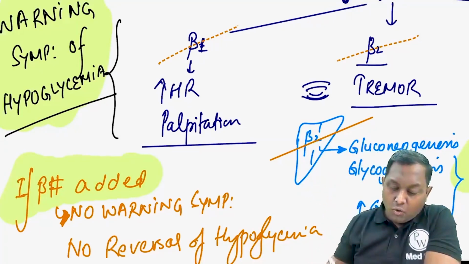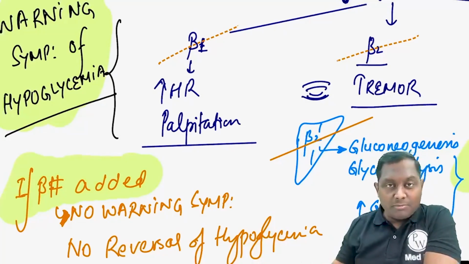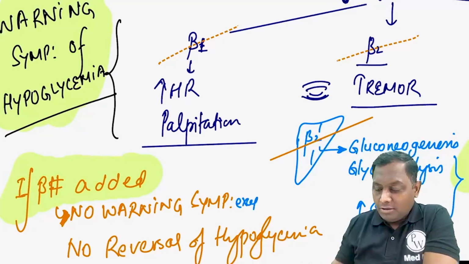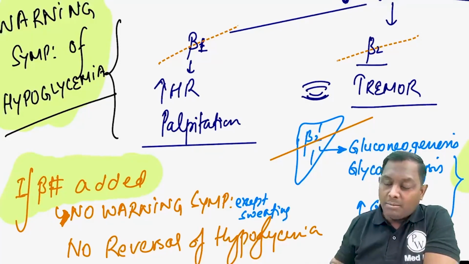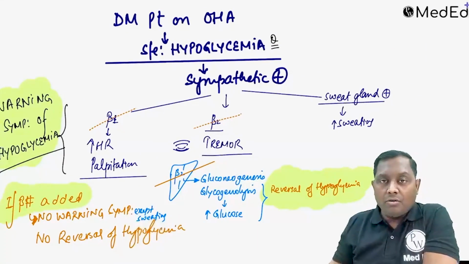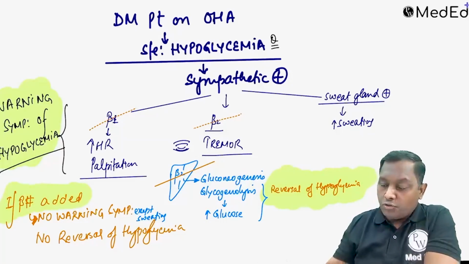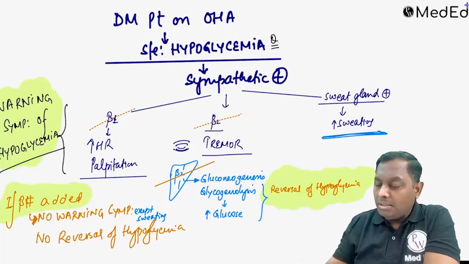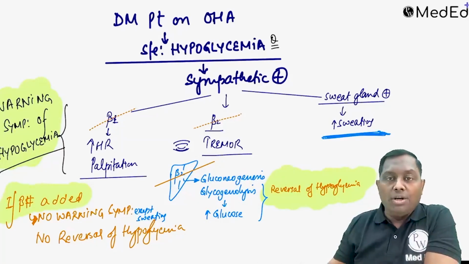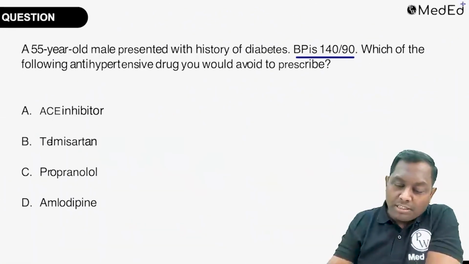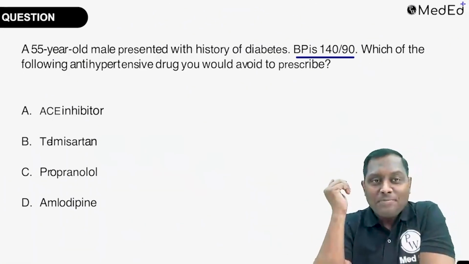And here, no warning symptom, but one warning symptom will come, that is known as your sweating, except your sweating. So sweating will be the only reliable symptom in a diabetic patient on oral hypoglycemic agent and whenever there is a hypoglycemia. Okay, so sweating is the only warning symptom that will be seen because sweating is sympathetic and cholinergic in nature. Okay, now your question should be quite clear.